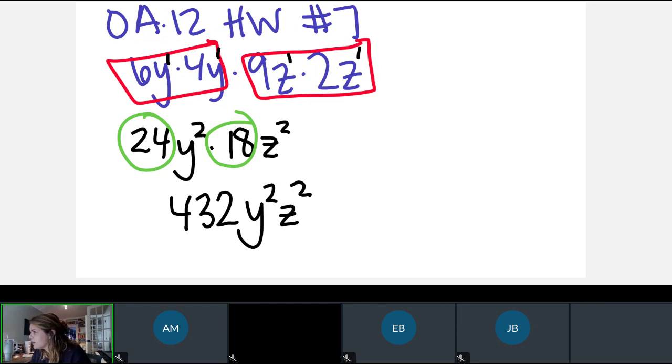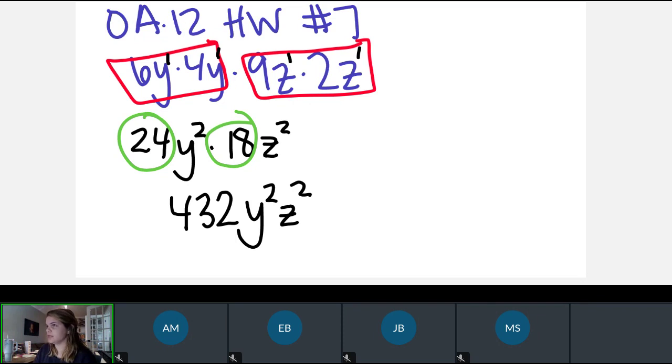Okay, AJ, did you send? So AJ, that's a really good question on this one. Why do we multiply 24 and 18 when they're not like terms? So with multiplication, you can still multiply even though they're not like terms. The only time that like terms matters is if you're adding or subtracting. Adding or subtracting is when the like term matters.